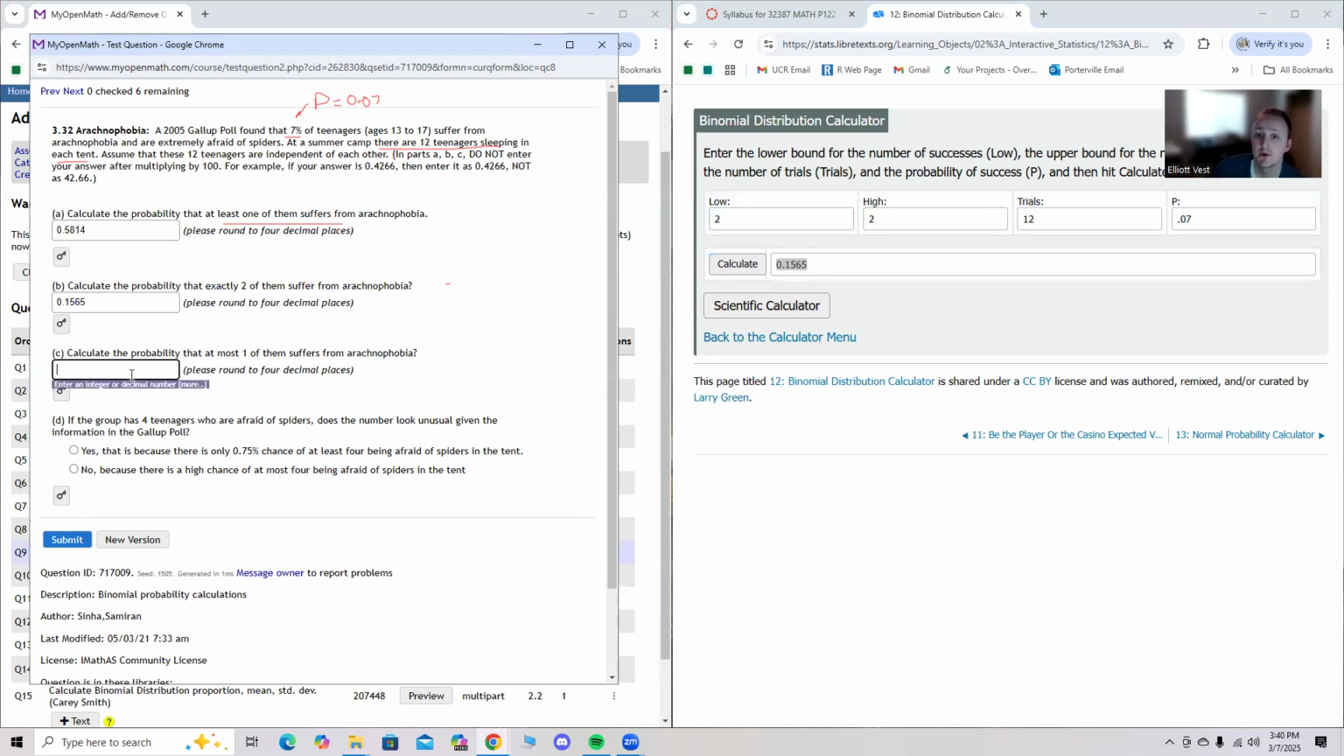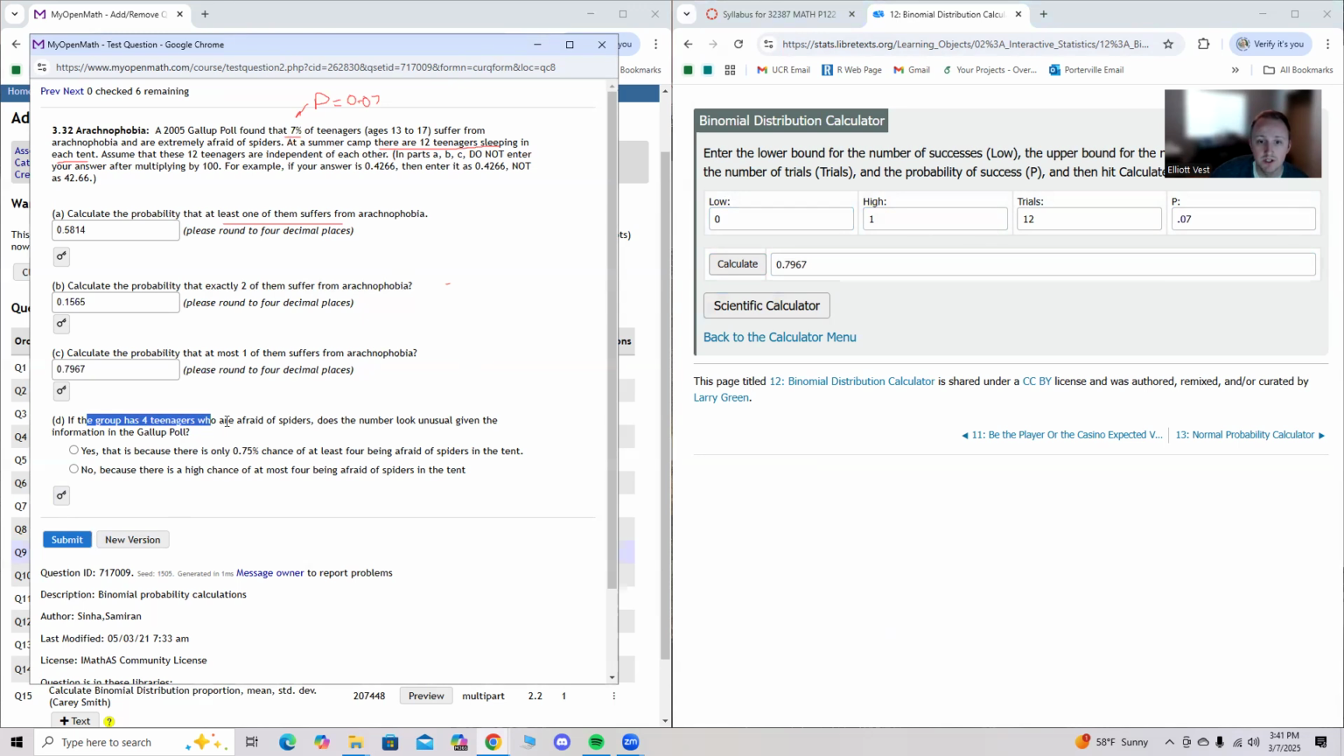Calculate the probability that at most one of them has arachnophobia. What does at most mean? At most means 1 is the max I want to have arachnophobia, and the lowest is none of them have arachnophobia. And that has a very high probability, which makes sense because we have a very low chance of a single person having arachnophobia. So it should be likely that lower amounts of teenagers will have arachnophobia if it's only a 7% chance here.